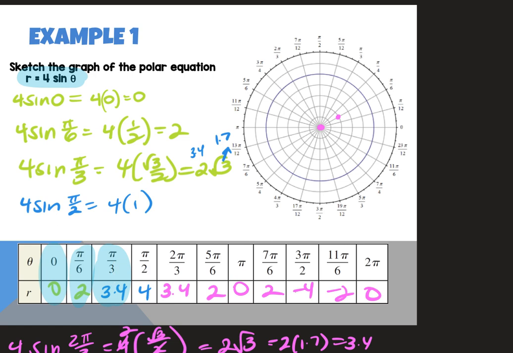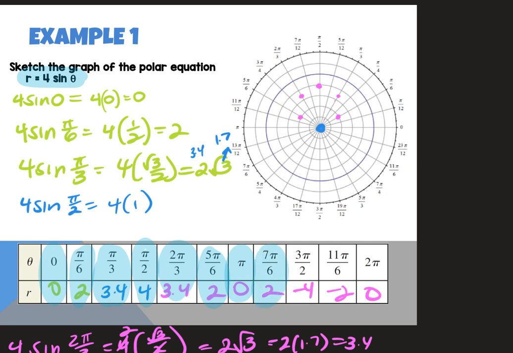The third one, 3.4 at pi over 3. I go to pi over 3. 1, 2, 3, 0.4. Then 4 at pi over 2. Pi over 2 is at the top. 1, 2, 3, 4. Then 2 pi over 3 and 3.4. So at 2 pi over 3, I do 3.4. 5 pi over 6, 2. At 5 pi over 6, I go to 2. At pi, I'm back to 0. So I've doubled back to that point.